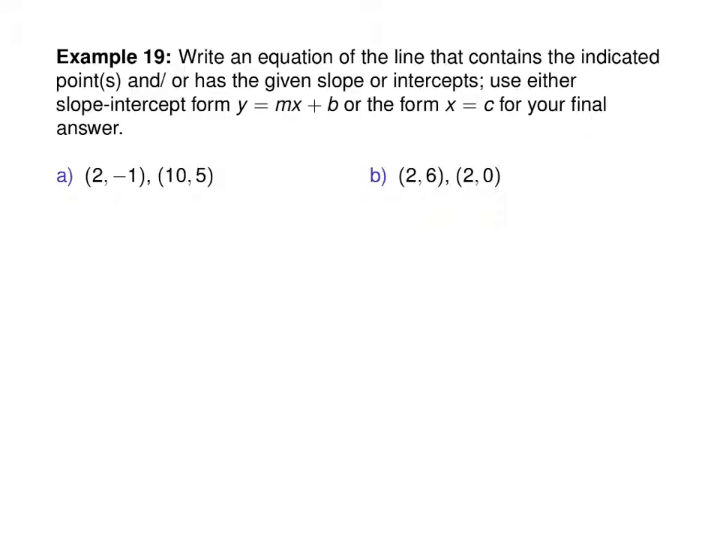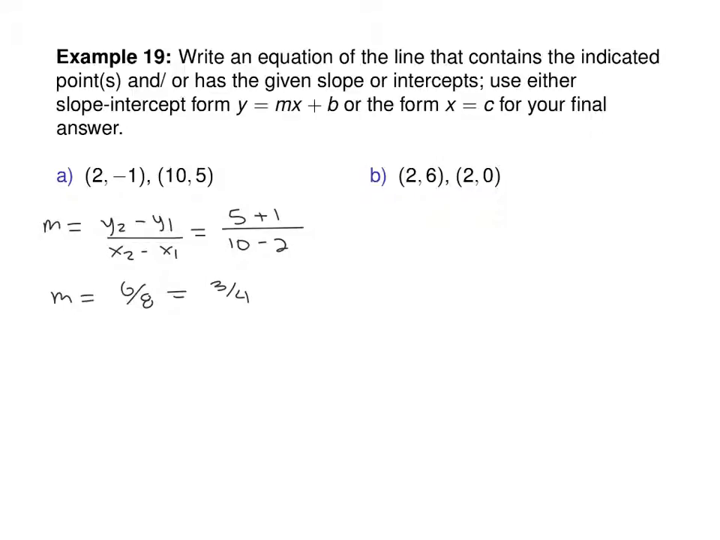All right, write an equation of the line that contains the indicated points and has the given slope or intercepts. Okay, so first thing, given 2 points, find the slope. What is the slope formula? Great. So that'll be 5 plus 1 over 10 minus 2. So in this case, the m is 6 over 8. Is that right? Which is 3/4.